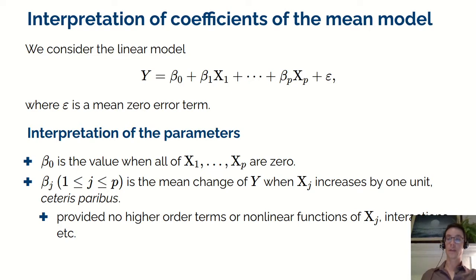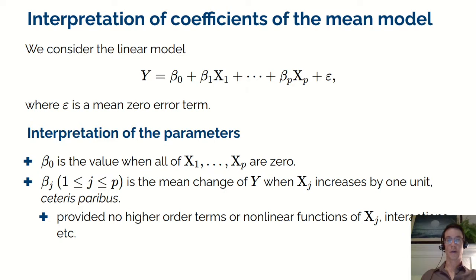Well, beta naught is the intercept, so it's the value when all of the x's are zero, and again this may be meaningless, impossible, or it may be extrapolating beyond the range of the data. As for the other beta j's, for all the other explanatories, they represent the marginal effect on y, so it's the mean change of y when xj increases by 1 unit, everything else being held constant.